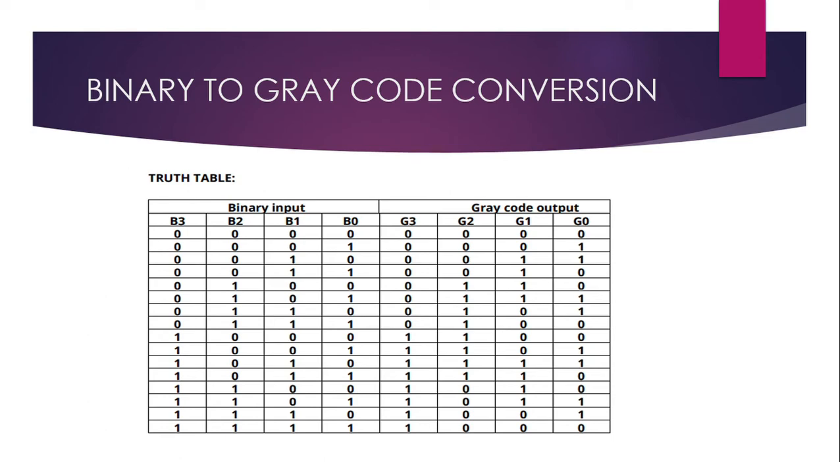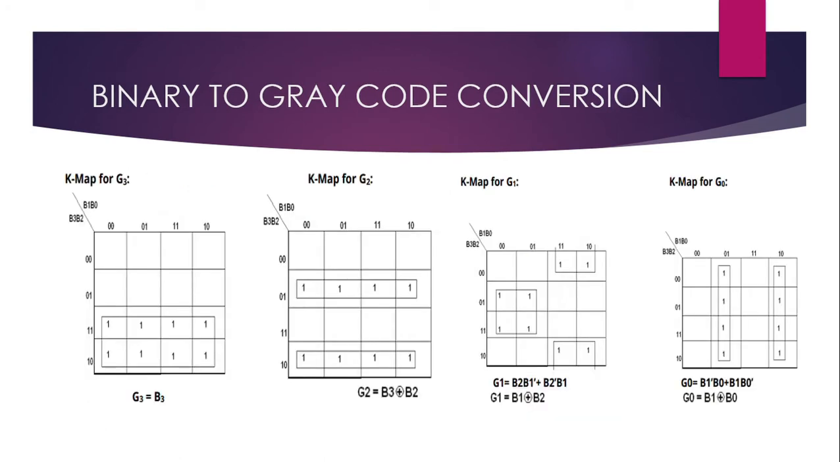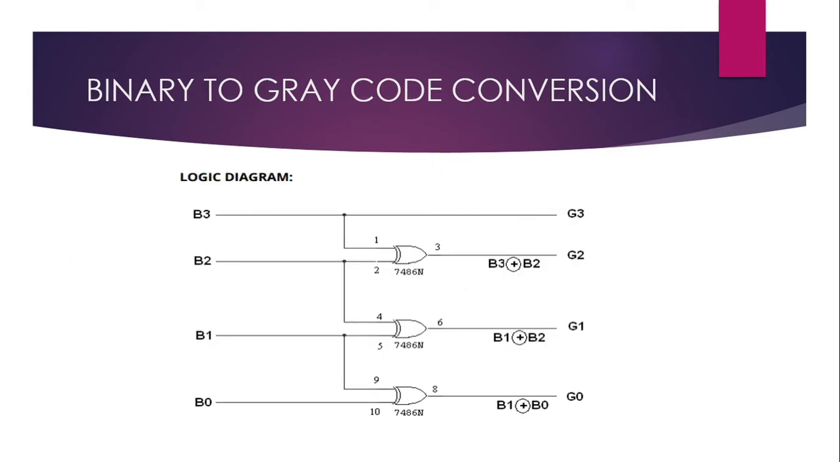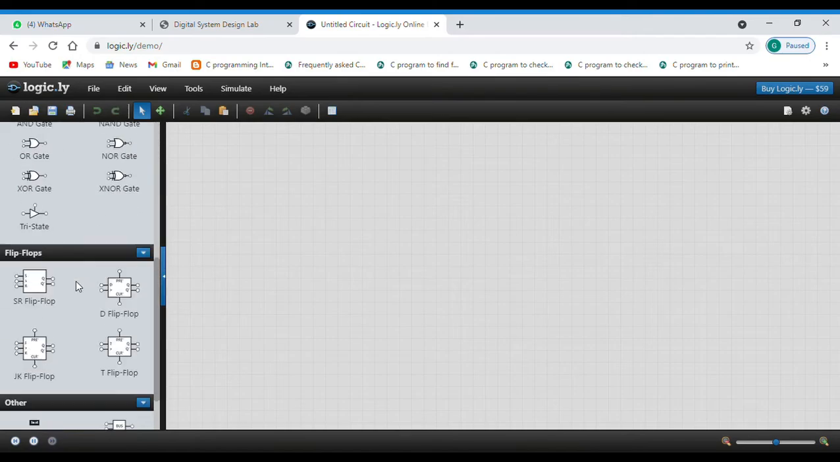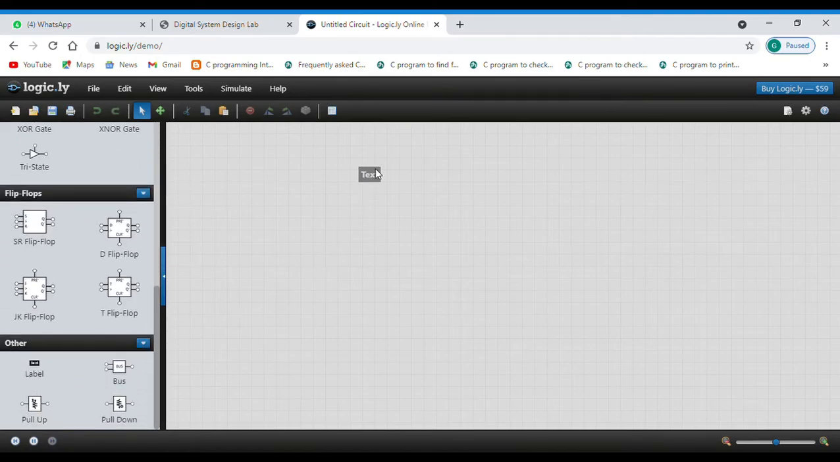And this is the truth table for binary to gray code conversion. This is the K-map for binary to gray code conversion. This is the logic diagram. Now we'll see about binary to gray code conversion.